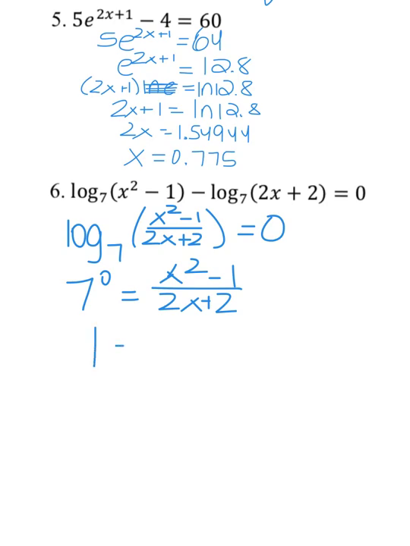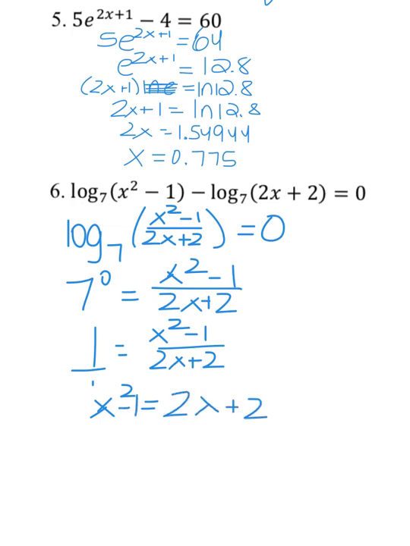7 to the 0 is 1 equals x squared minus 1 over 2x plus 2, and then you can cross multiply. Remember, 1 is really 1 over 1. So you get x squared, distribute the 1, equals 2x plus 2. X squared minus 1, sorry. X squared minus 1 equals 2x plus 2. Set it equal to 0. It is x squared minus 2x minus 3 equals 0.